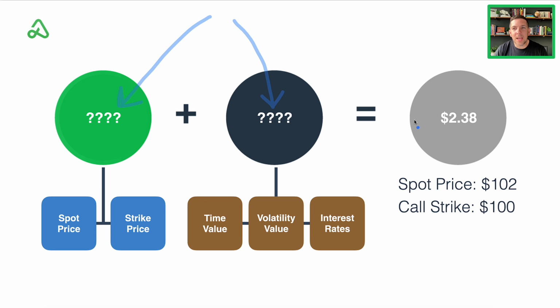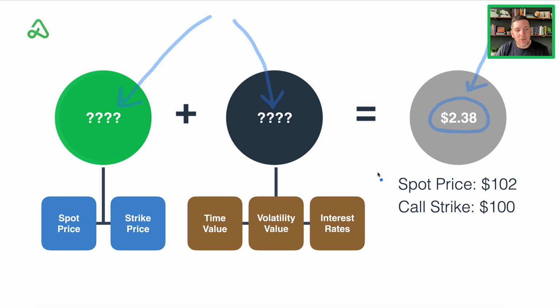Let me just say that our 100 strike call option is worth $2.38. So right now, the value of that contract is $2.38. There's this number right here. Now, we don't know right now what the actual intrinsic value or extrinsic value component of that is. All we know is that the option contract has both of those components.